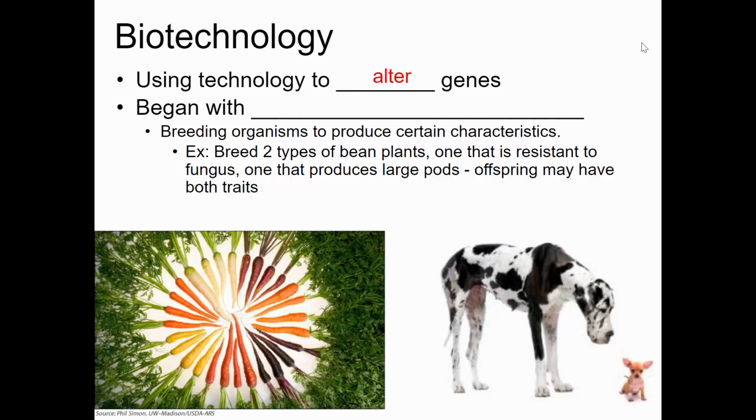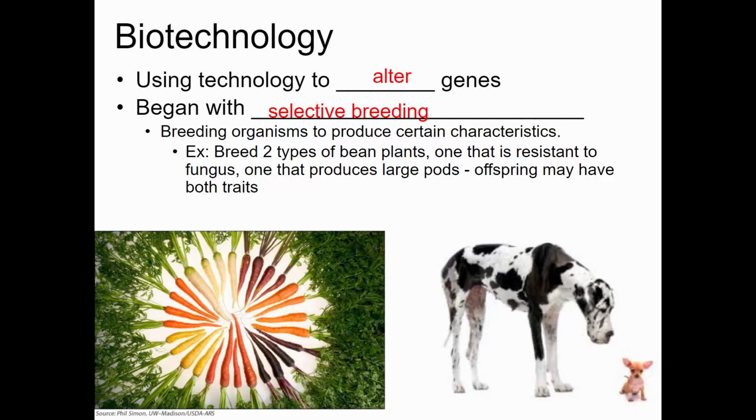Now, humans have been trying to influence the genes of organisms for tens of thousands of years. And the most common example of that is in agriculture. In agriculture, humans, once they started to grow crops and raise animals, they started to look at how they can change the characteristics of the crops and of their animals.